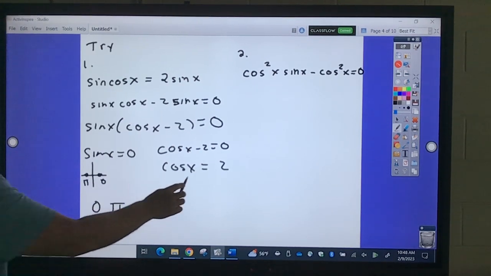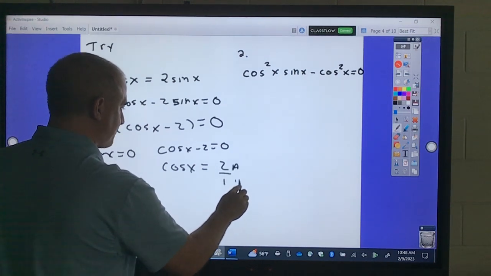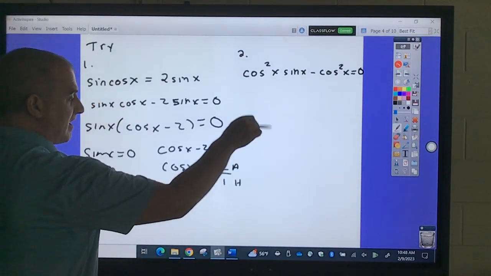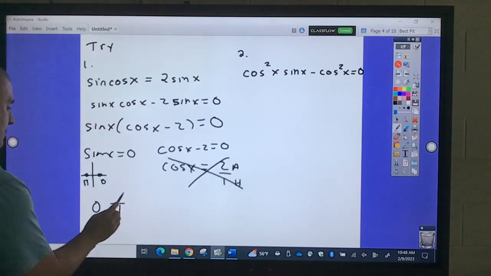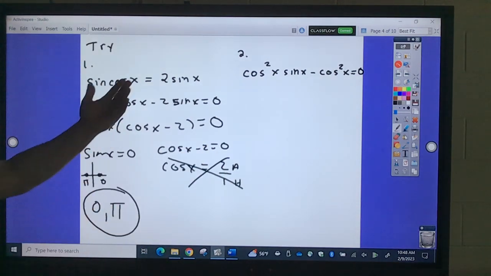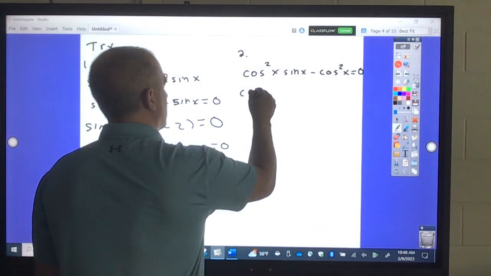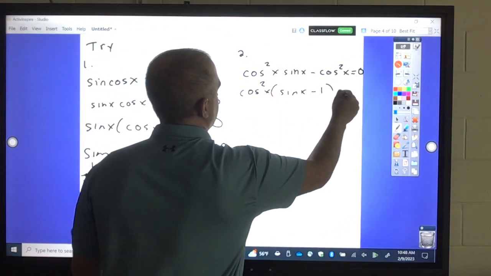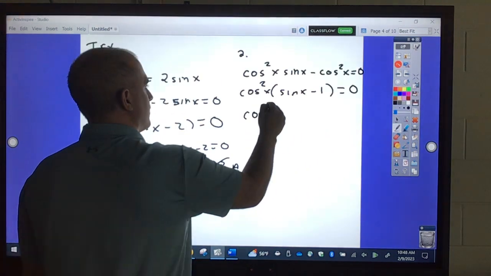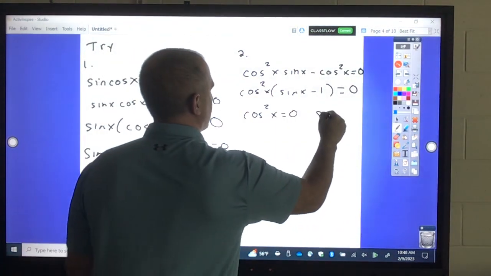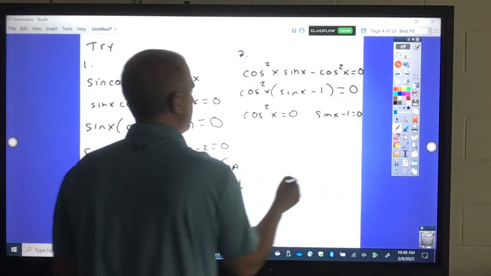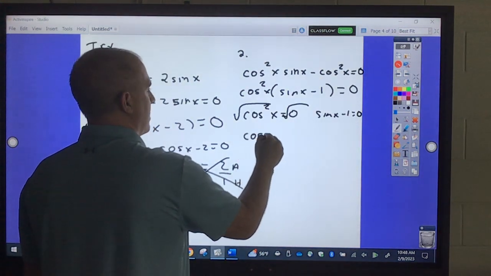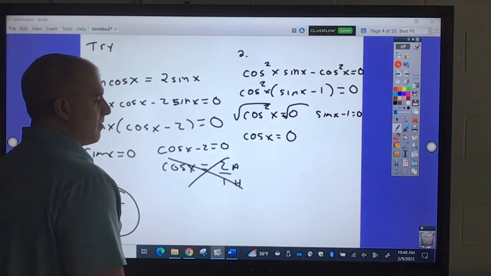Cosine, that's A over h, okay? Well, there's no A of 2 and h of 1. And if I go to the axis points, that doesn't happen. So that would be my only answer. On this one, I would take out the cosine squared. I'm left with sine x minus 1 equaling 0. So cosine squared x equals 0, sine of x minus 1 equaling 0. Take the square root of that, that's cosine x equaling 0. Well, where does that happen?